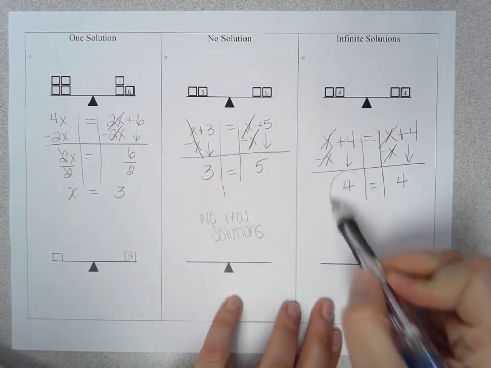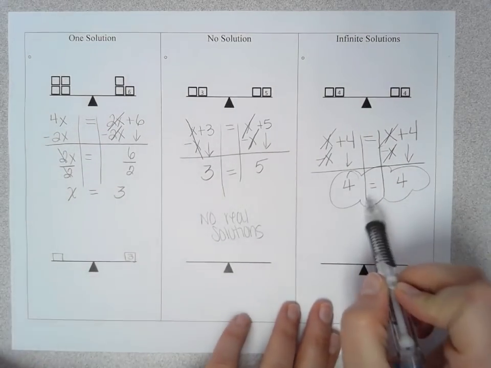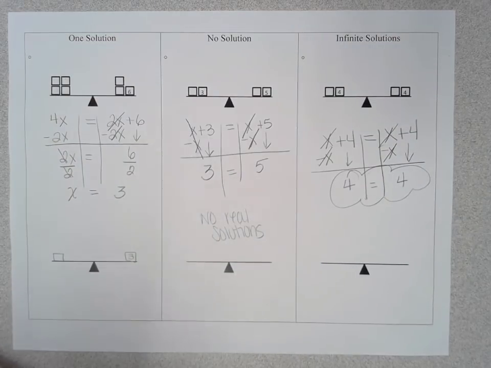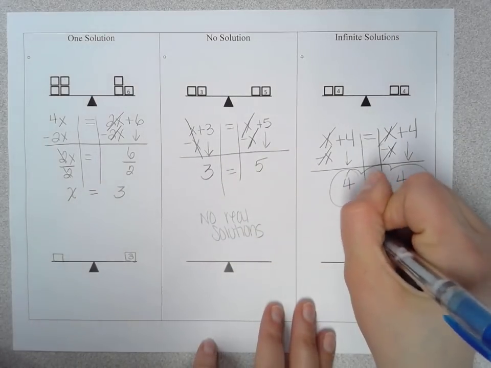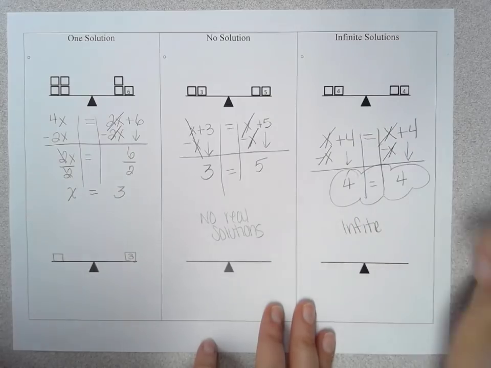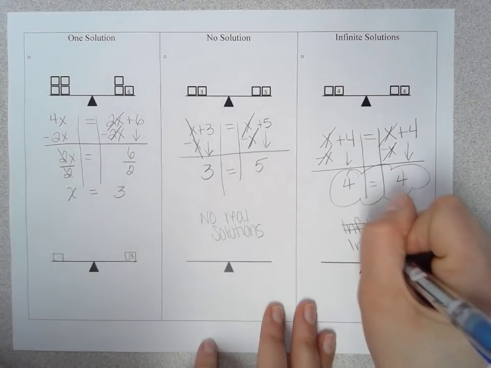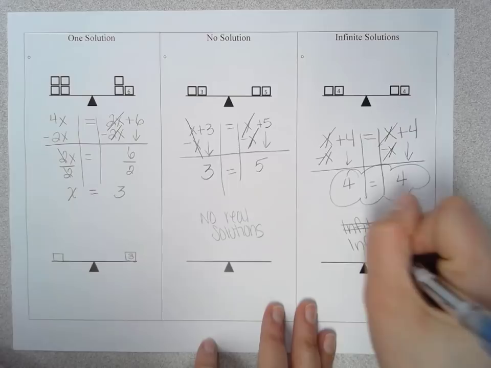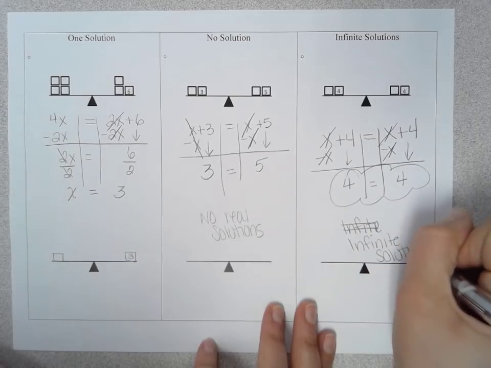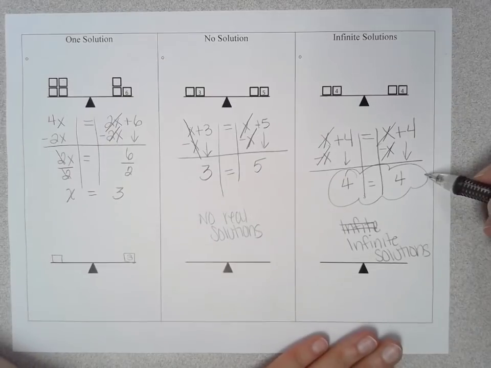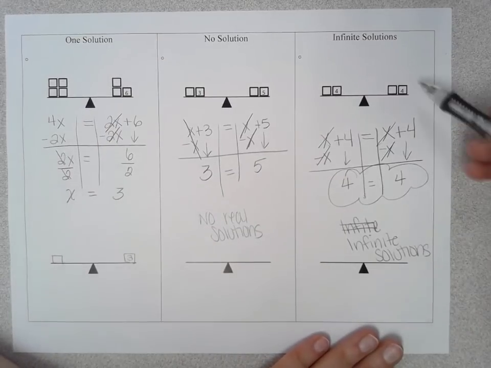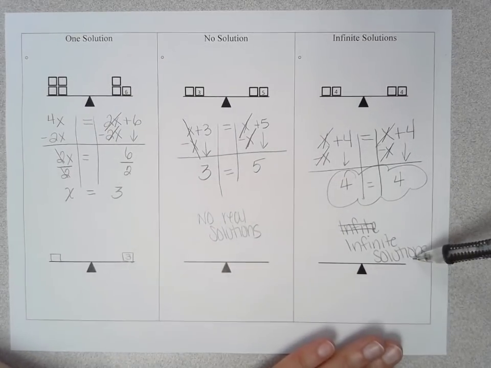So now we want to take a look at this answer. We have 4 equals 4. Well, is that true? Yes, it is true. So therefore, we have infinite solutions, meaning that any number will work in this equation. There isn't just one or none. It's any possible number that you have.